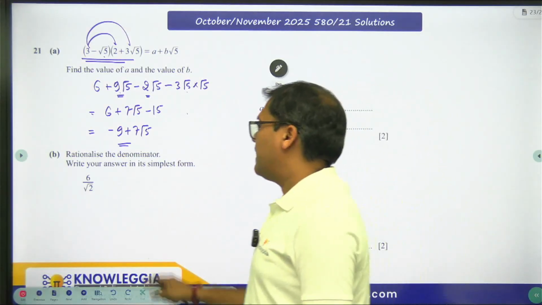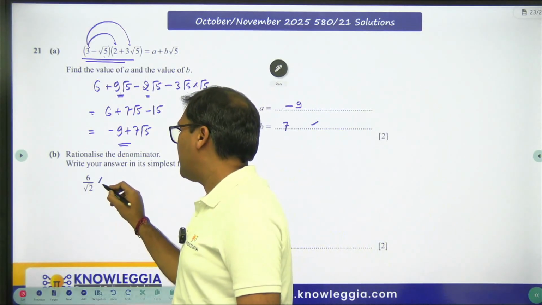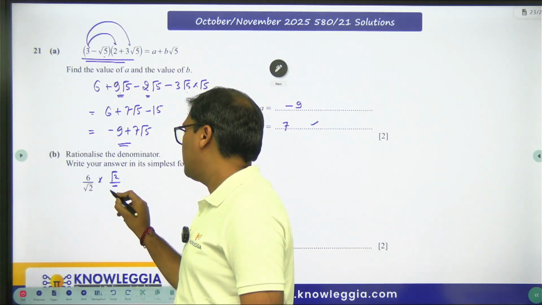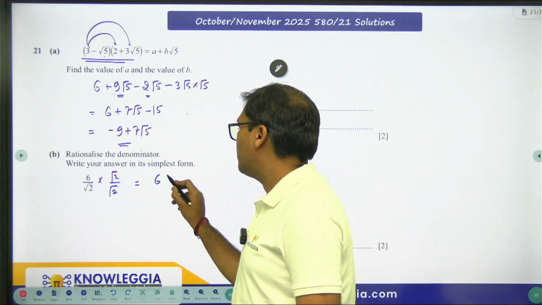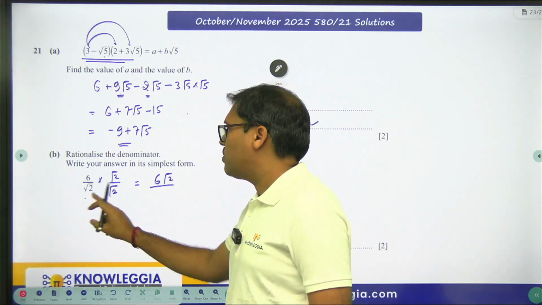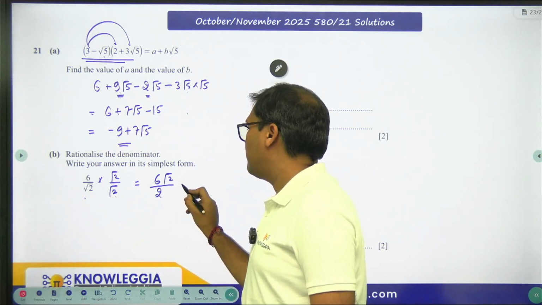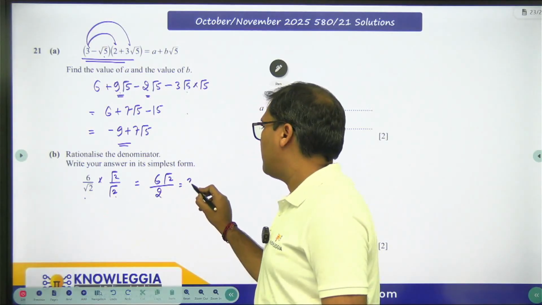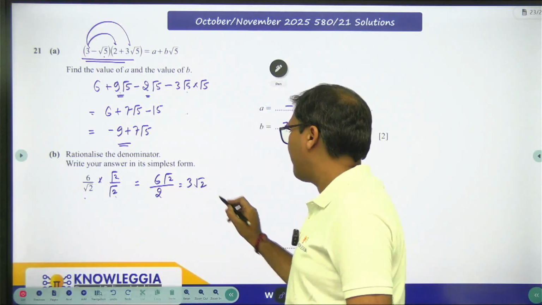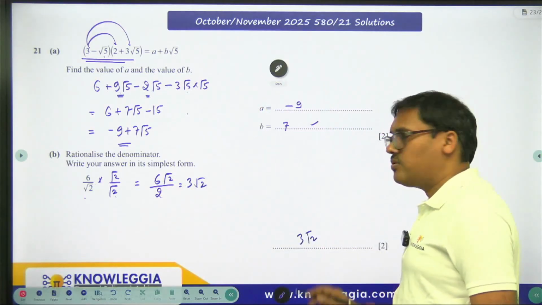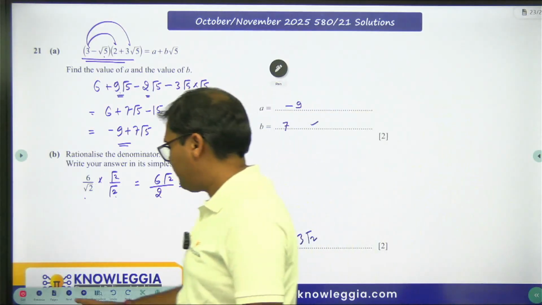Okay. Rationalize the denominator. If you have to rationalize, just multiply by root 2 over root 2. So this is 6 root 2. And we know root 2 into root 2 is 2, so 6 and 2 will cancel out, giving 3. So the answer is 3 root 2.